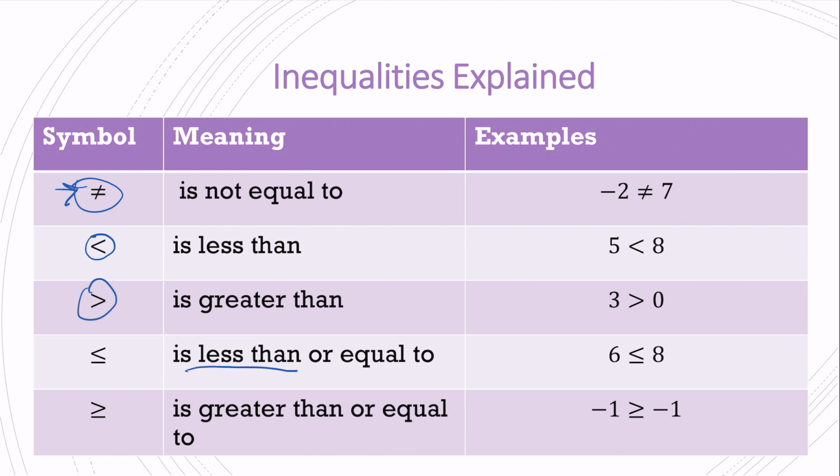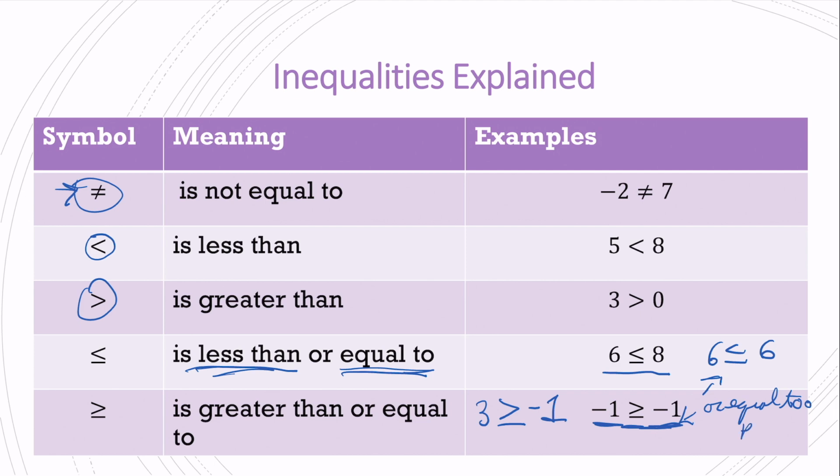We've got less than or equal to, meaning it could be one or the other. Like 6 is less than or equal to 8, but 6 is also less than or equal to 6. One of the two has to be true. Greater than or equal to, so for example, 3 is greater than or equal to -1, but -1 is also greater than or equal to -1. These two examples right here are the "or equal to" part. So something to think about as you're solving these equations.